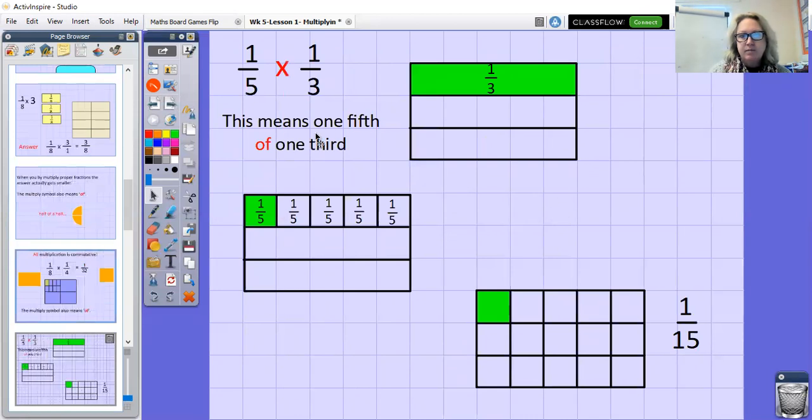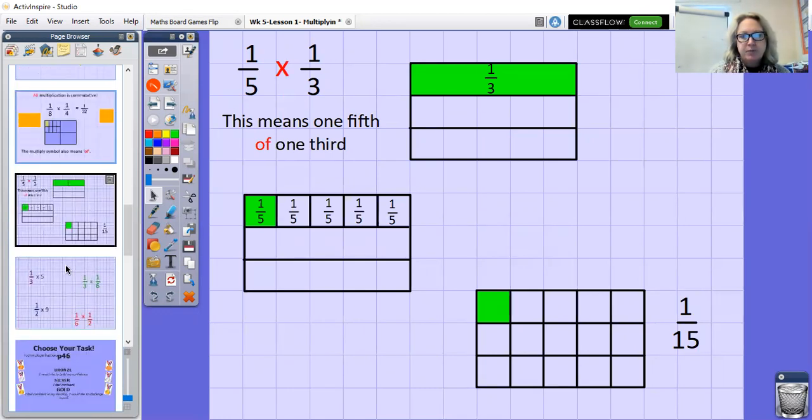Exactly the same thing. This means 1/5 of 1/3 or 1/5 times 1/3. So you can either take your thirds and divide those up into fifths, which is what we've done here, or you could divide it into 5 first and then do a third of those. But what we end up with is 15 little squares, and we end up with one of those. So we multiply the numerators and we multiply the denominators. 1/15. Okay.